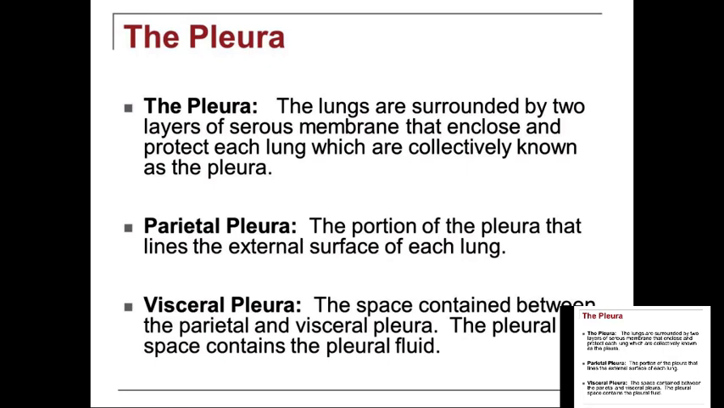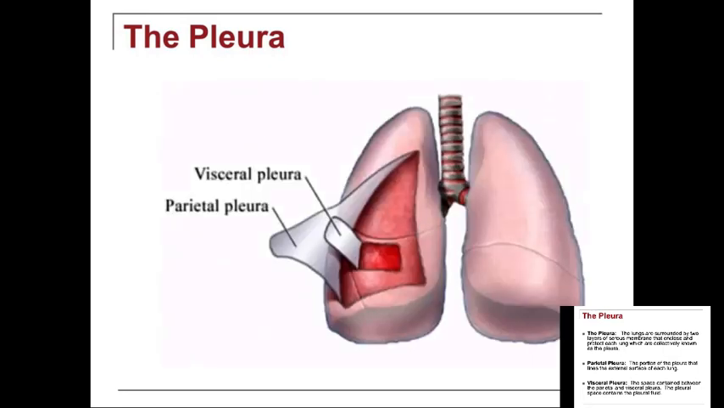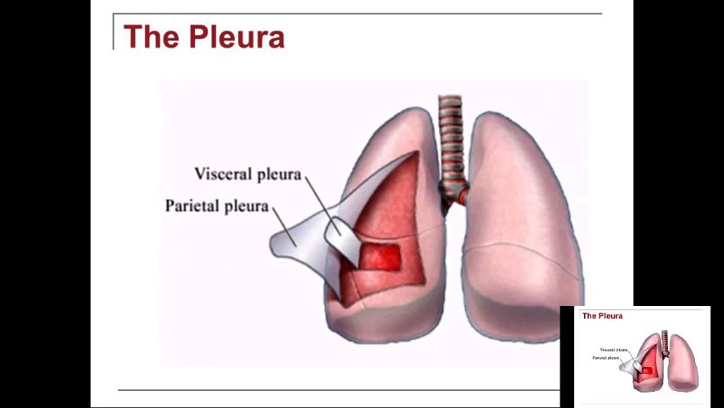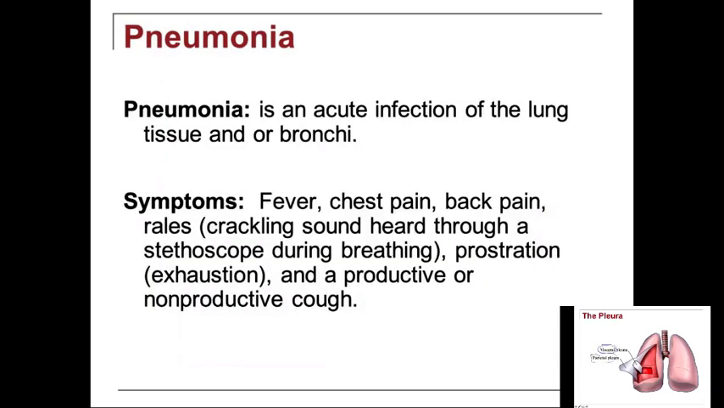Let's show you the parietal pleura and the visceral pleura. The differences, I think a visual does the trick. Here's the visceral pleura, and here's the parietal pleura. The visceral pleura, closer to the viscera, to the lungs itself. The parietal pleura is the outermost covering.